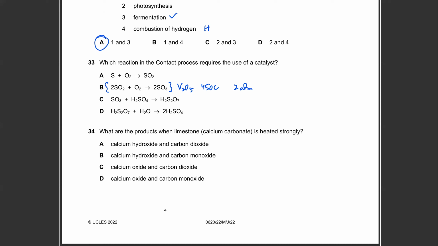So what are the products when limestone is heated strongly? Calcium carbonate. What would happen to it? It will break down into carbon dioxide plus calcium oxide. So it's C.